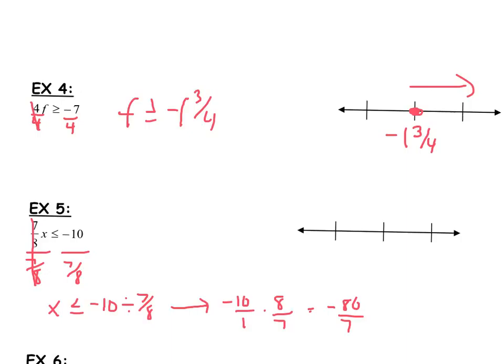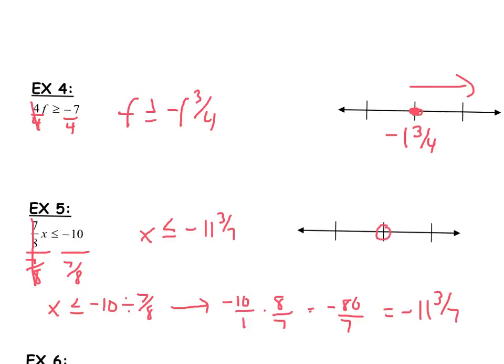So let's rewrite this. We would get negative 11, because 7 times 11 is 77, and 3/7. So x is less than or equal to negative 11 and 3/7.